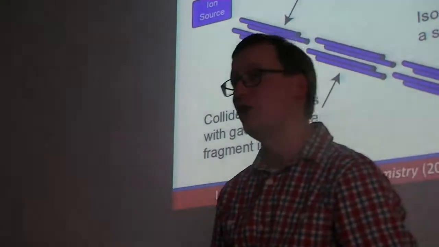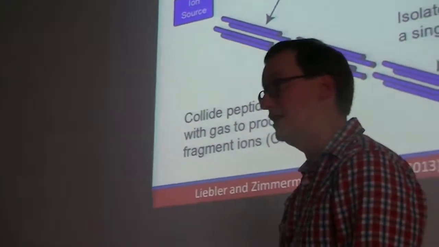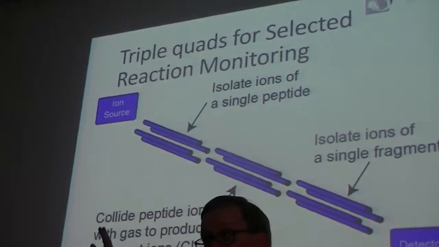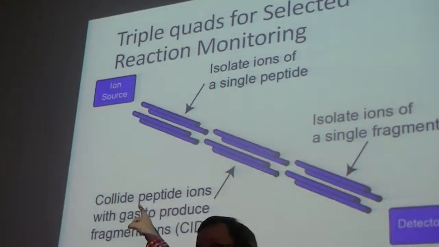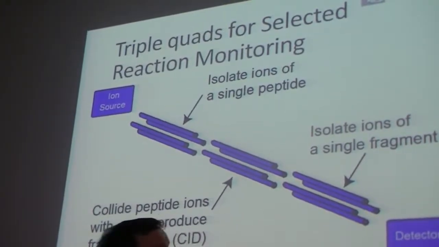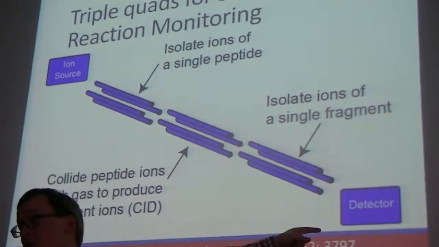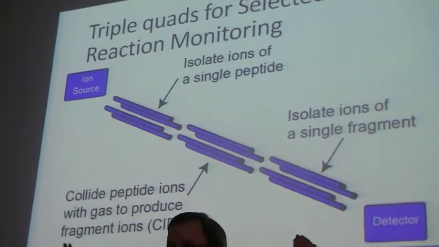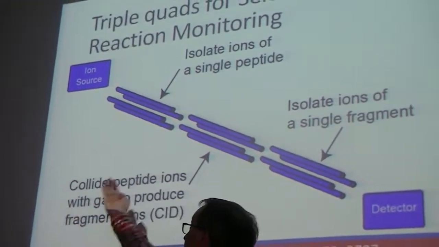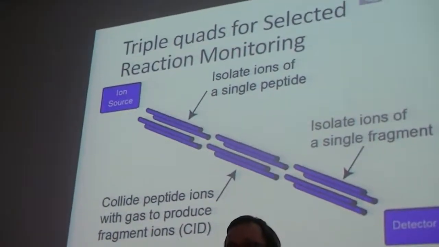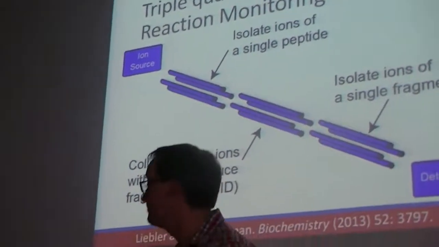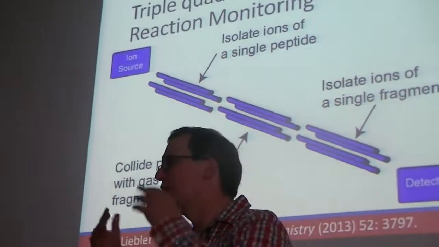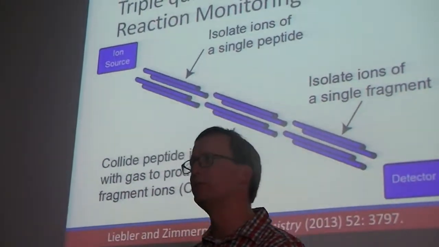A triple quad is called that because it has 3 mass analyzers. It has, as all mass spectrometers do, an ion source. This is the electrospray ionization up front. And it has a detector. We talked about electron multipliers this morning. So these are the ion source and the detector. The middle part shows how we can analyze the peptide ions. Up front, we have Q1. This is quadrupole 1. It's a very inventive name, I know.